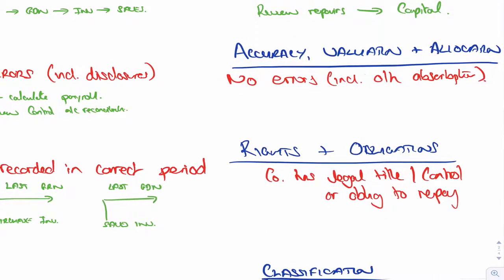Accuracy, we said no errors, including things like overhead absorption and that sort of thing. And we could recalculate again, we could recalculate depreciation to make sure depreciation is valued correctly. How could we verify the accuracy of the cost? Well, just check it to the purchase invoice, that sort of thing.